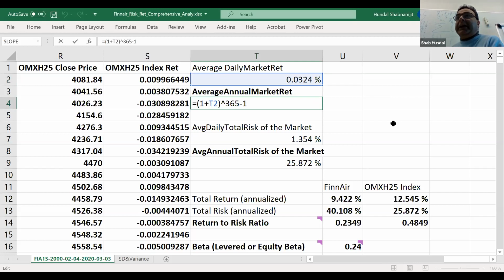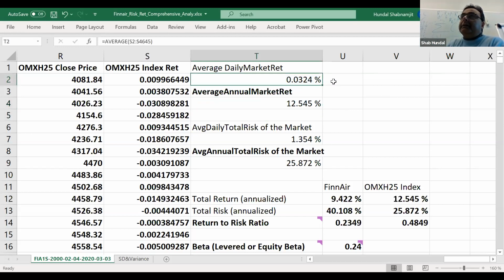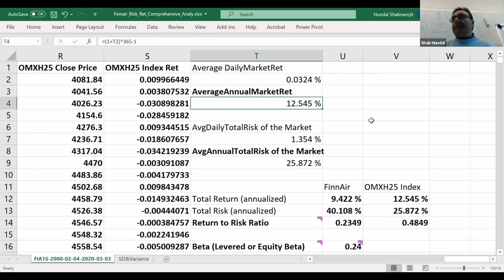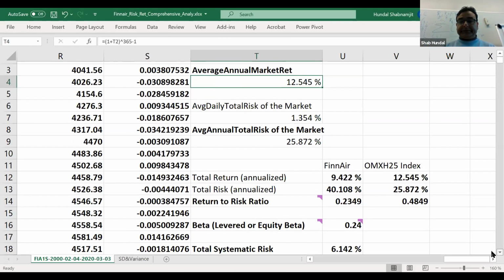I make it annual. Annual means yearly. So the formula is 1 plus the daily return, to the power of 365, because we have 365 days, minus 1. So if the market grows every day at this rate, then for the whole year, the market grows at this rate. And the same way, you can calculate how much FinAir has been growing on a daily basis.